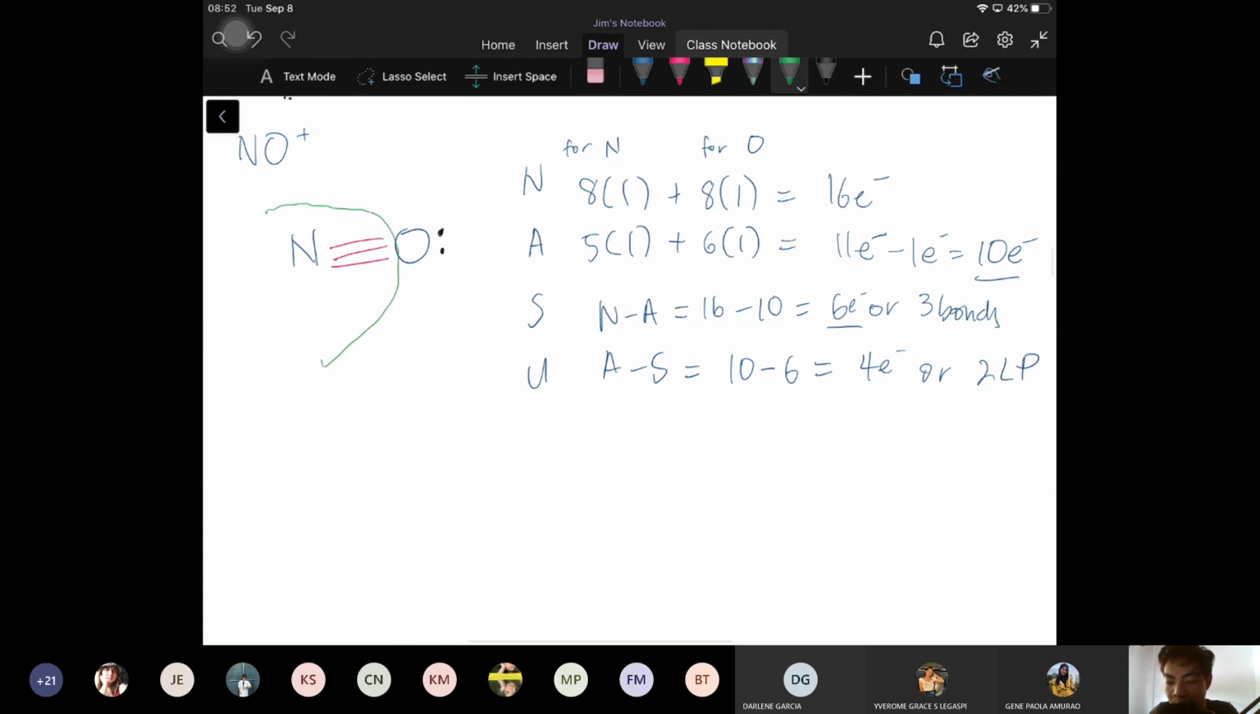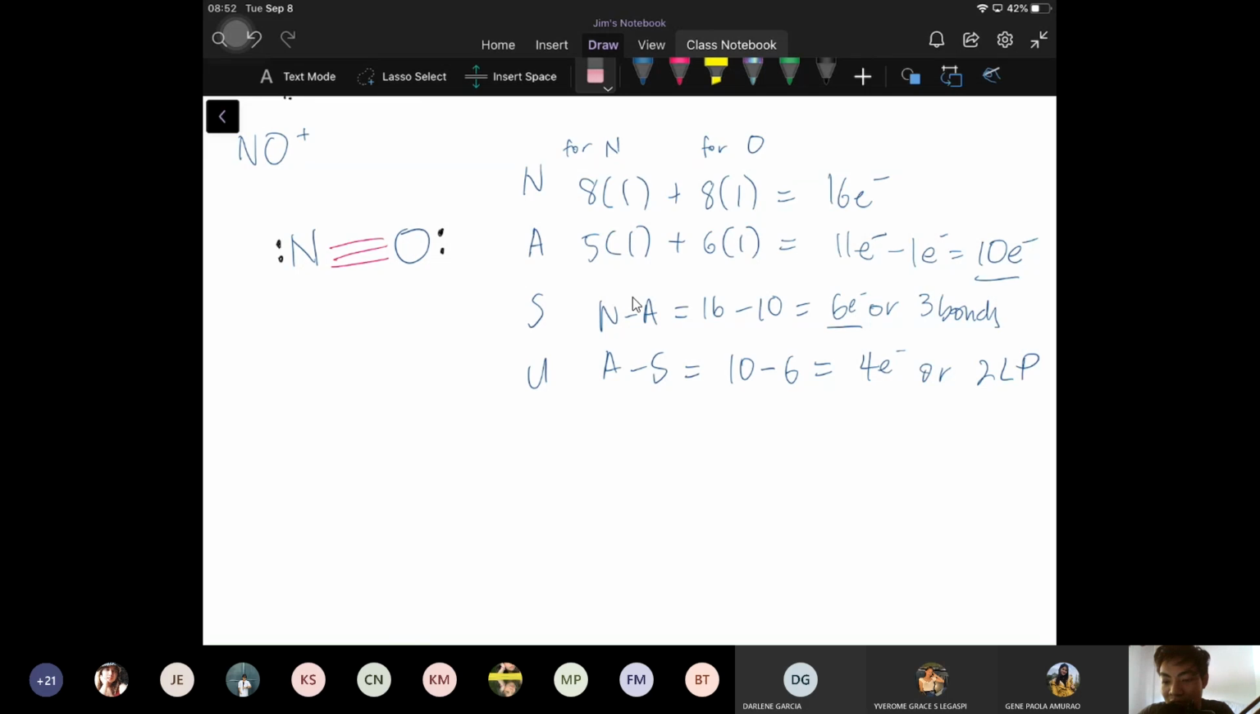So, you can verify it by drawing a border again. How many electrons are there around nitrogen? 2, 4, 6. So, 6 na. Ilan pa kulang? Dalawa or 1 lone pair. Okay. So, by doing that, we are done drawing the Lewis structure for NO+. Ayan, tapos na.